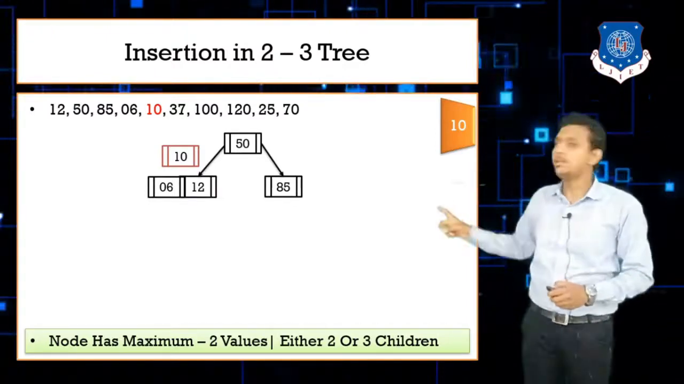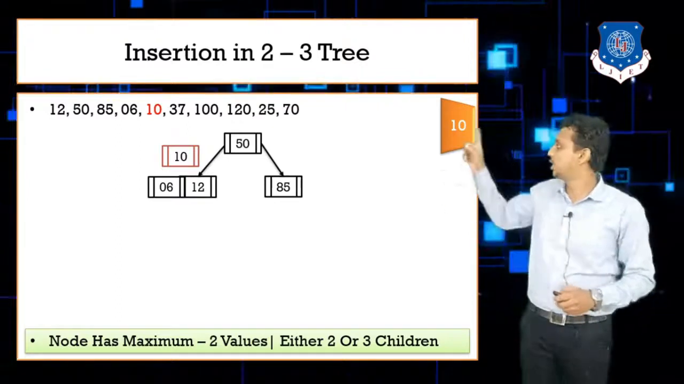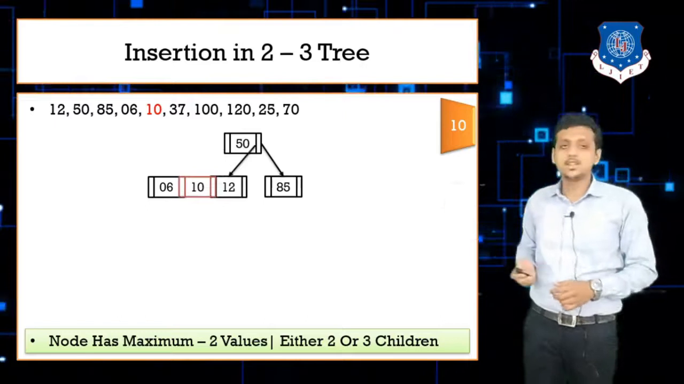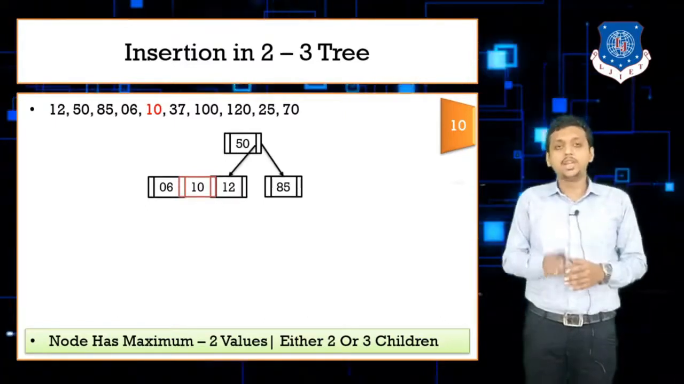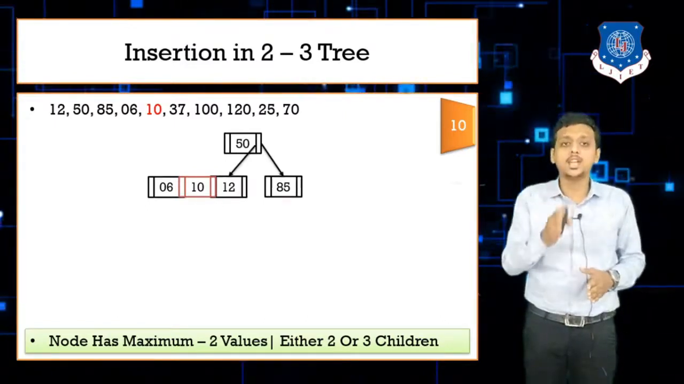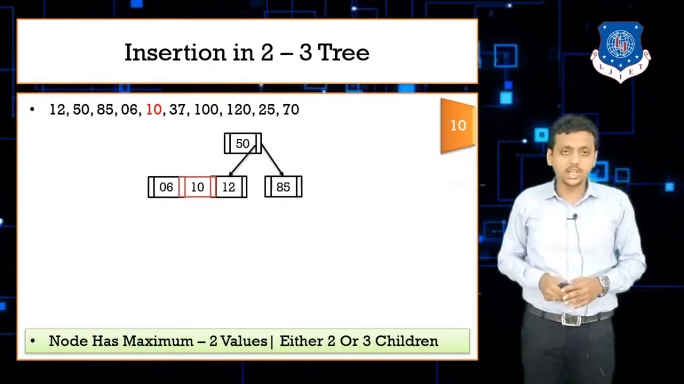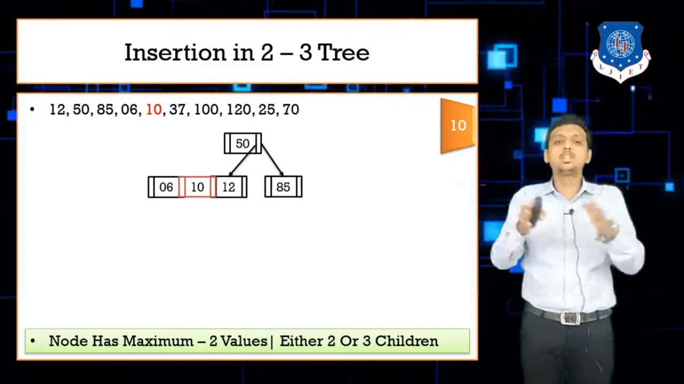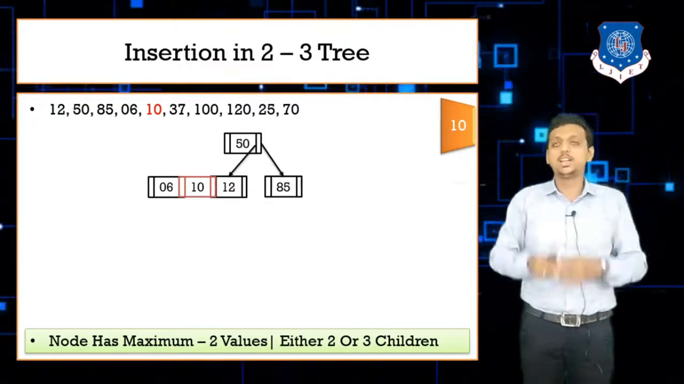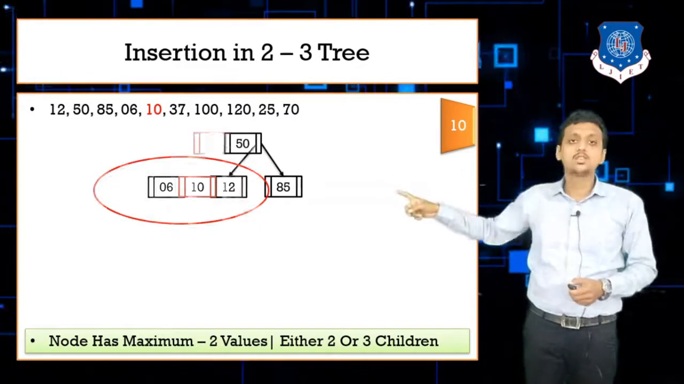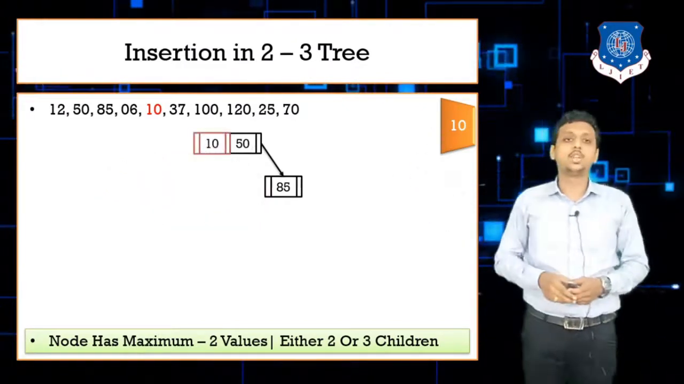So 10 goes up to the root node, students. Here I am just assuming 10 over there. I need to split my values from number 10. So 10 will go to the upper level with the root node 50, and then 6 and 12 are divided. Here it is. See, this node becomes full, so 10 goes with 50.